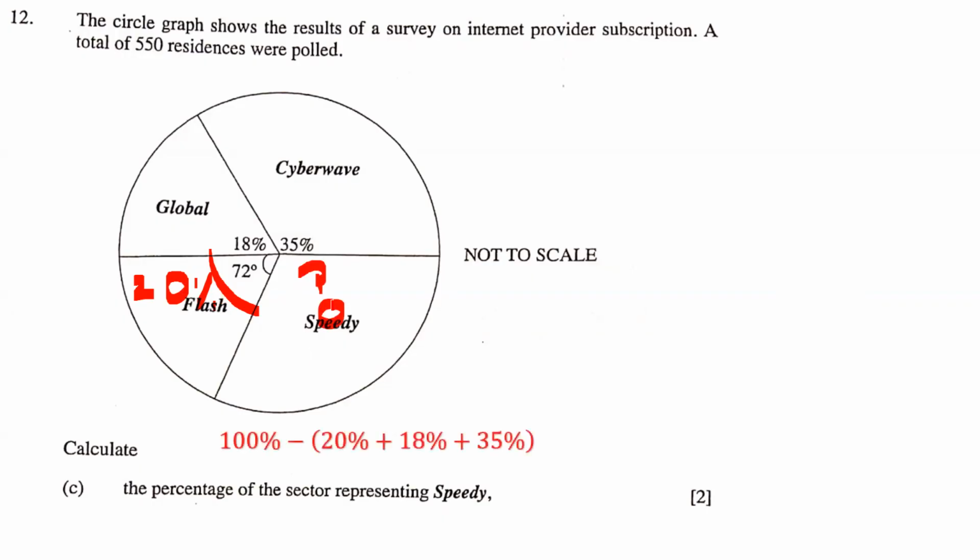Well, the whole full thing is 100%. We're just going to add 20 plus 18 plus 35%, add them all together, and we get 73, and we subtract 73 from 100, and so the answer is 27%. So the percentage of the sector representing speedy is 27%.